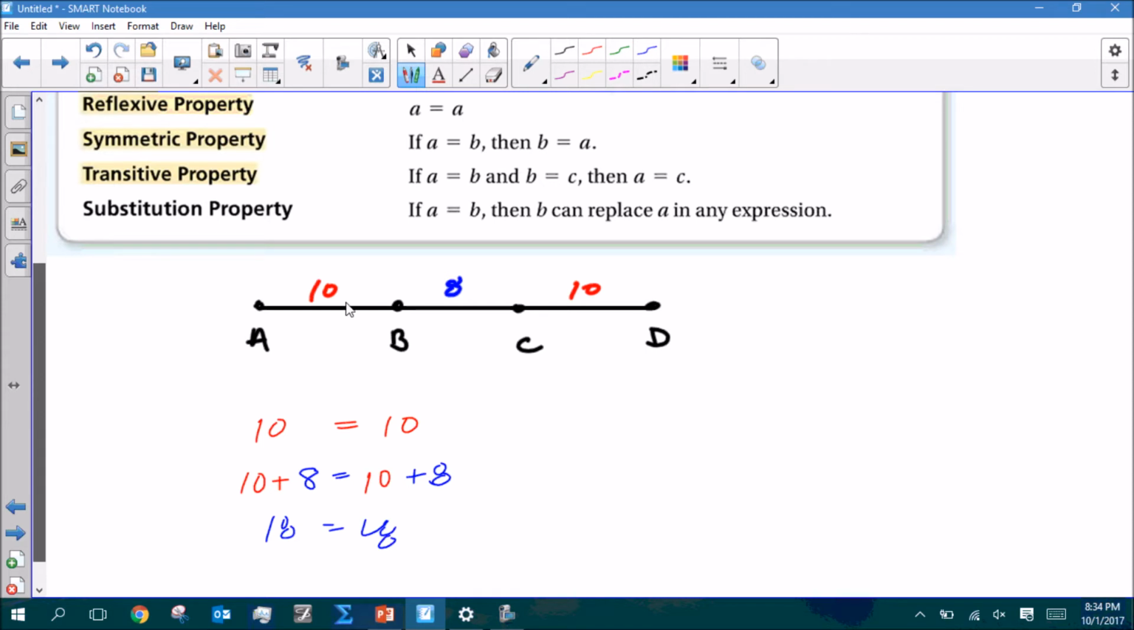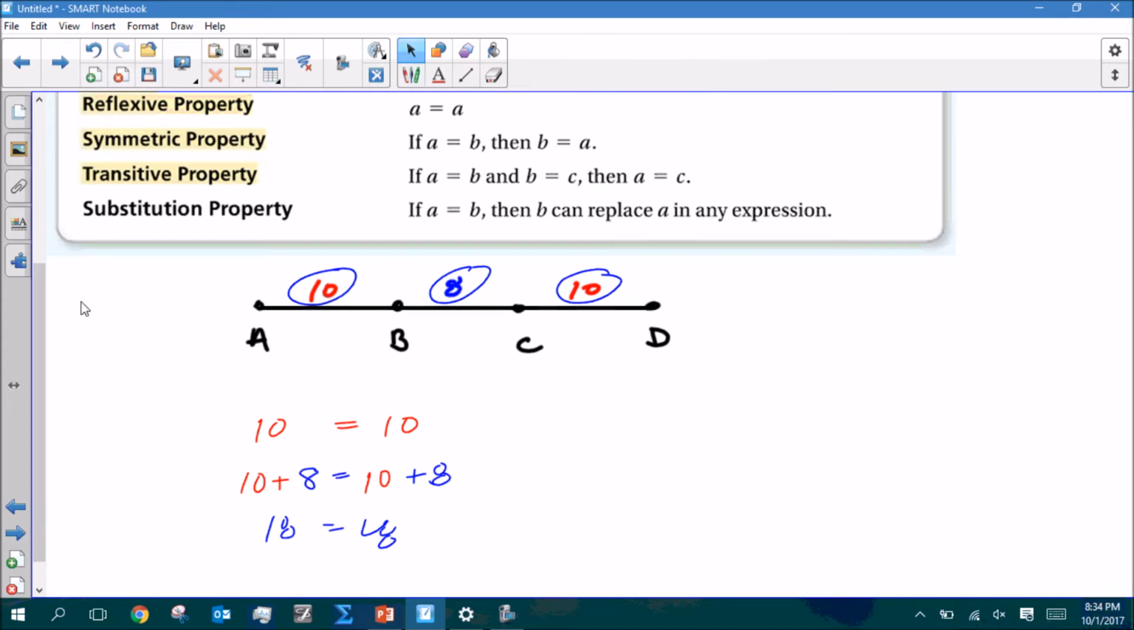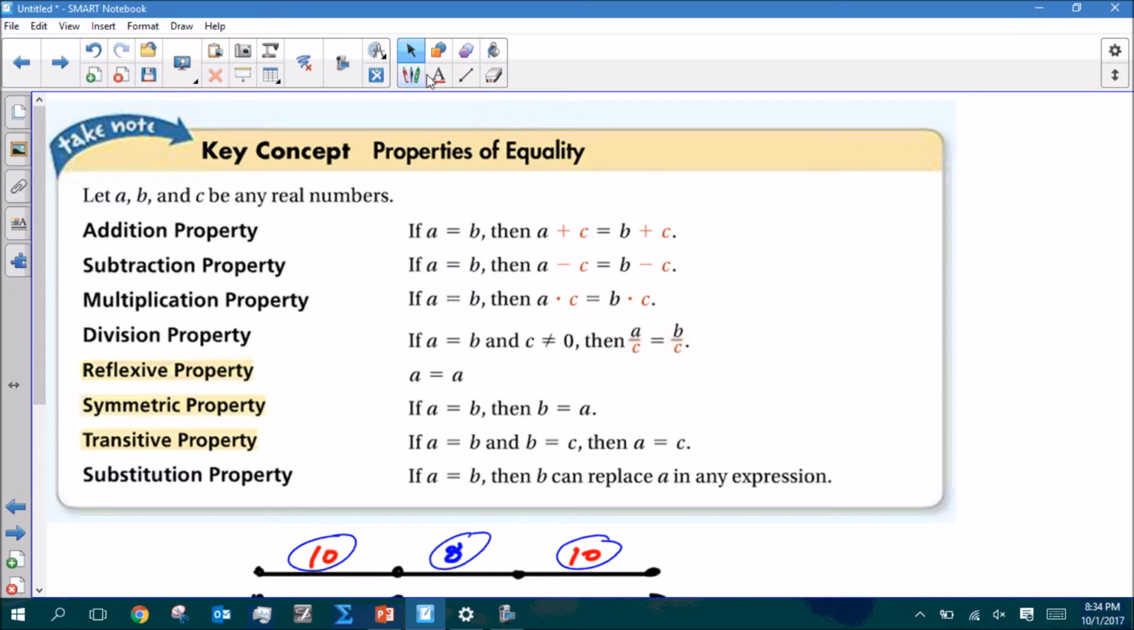And that's because we started with two things that were equal, 10 and 10, and added the same thing to both sides. But most of the time, like I said, we're not going to know those 10s and the 8. We're just going to arbitrarily call them AB, BC, and CD. So that's the addition property of equality, something we've dealt with for a while now, and it's going to be very useful to recognize in this segment addition kind of concept.